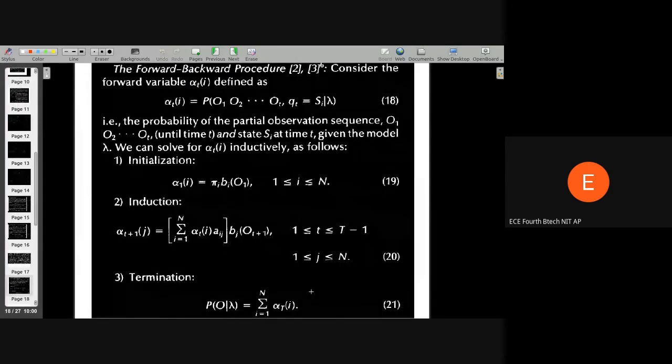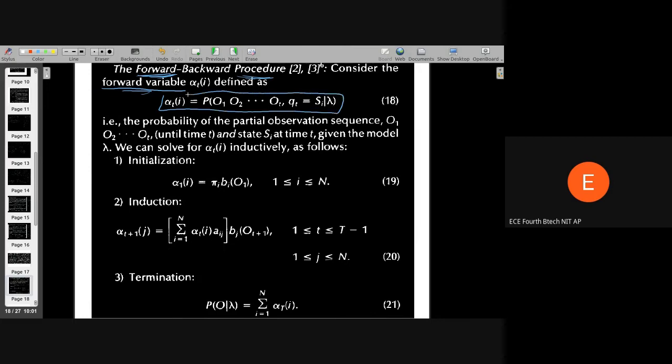We need some recursive formulation, some way to do it in a much more efficient manner. This is where we come to the first solution, which uses the forward procedure. It's called forward-backward because there is a forward procedure as well as a backward procedure. We'll not use the backward procedure; we'll use simply the forward procedure. Why is it called a forward procedure? Because we'll use a variable called a forward variable, alpha t of i. Alpha t of i is defined like this: you have the observations till the t-th observation, and you also know that at time t, whatever your state is. Now let's see how we can get this.